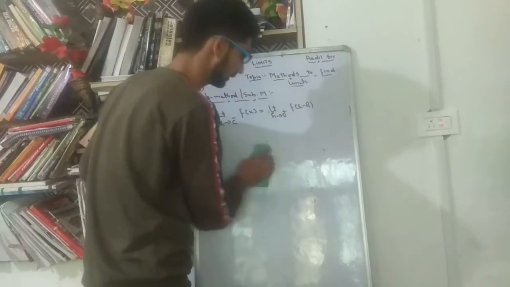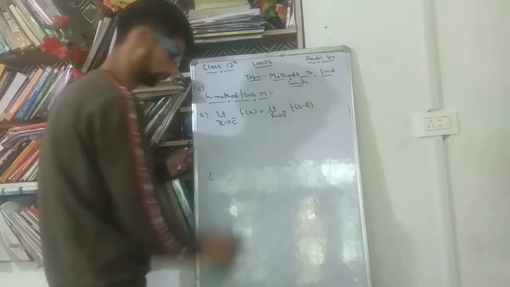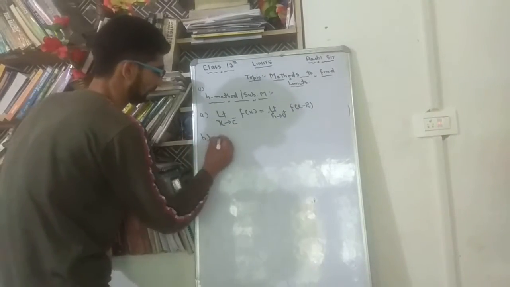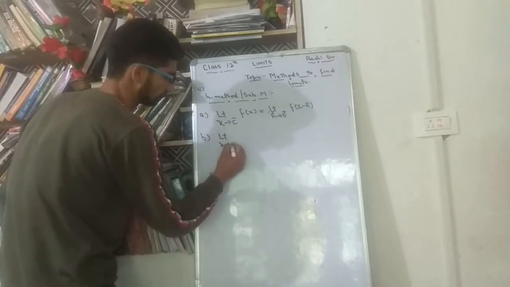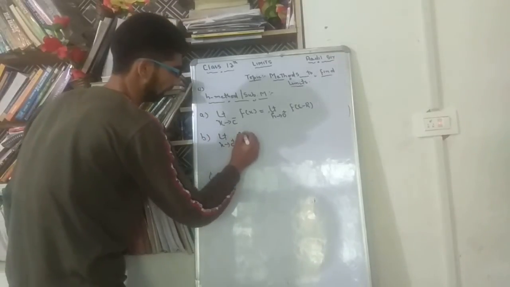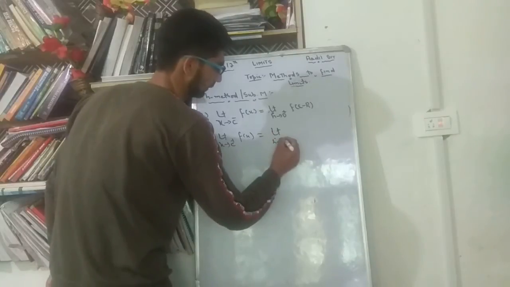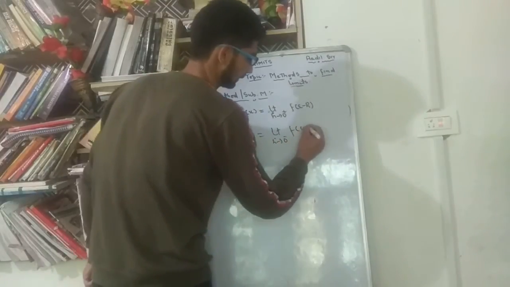The second one is similar to this: limit x tends to c positive f of x is equal to limit h tends to 0 negative f of c plus h.